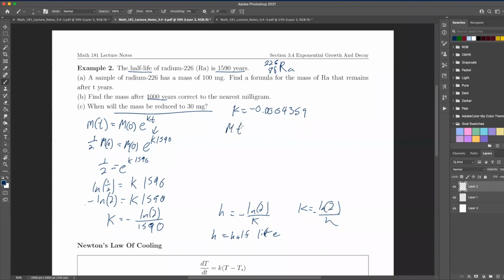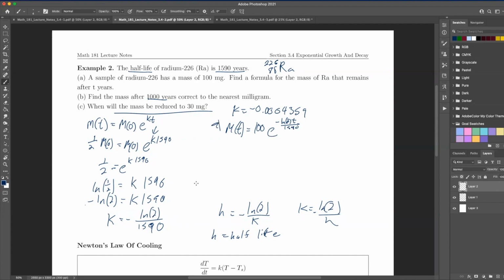So the M(t) formula: the mass is equal to my initial mass, which in this case I know is 100 milligrams. So 100 milligrams times e. I can put in minus ln of 2 t over 1590, that's fine. Or you can put in this, or you can put in this to the k. So here we solved the first one. So this is the answer to A.